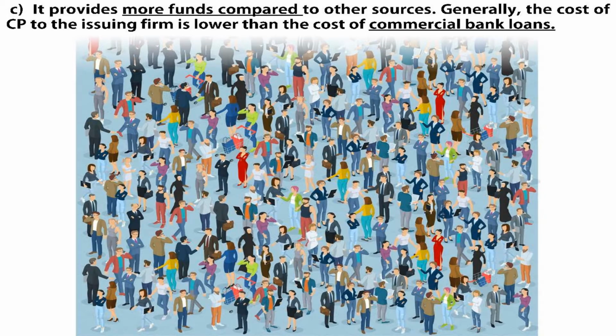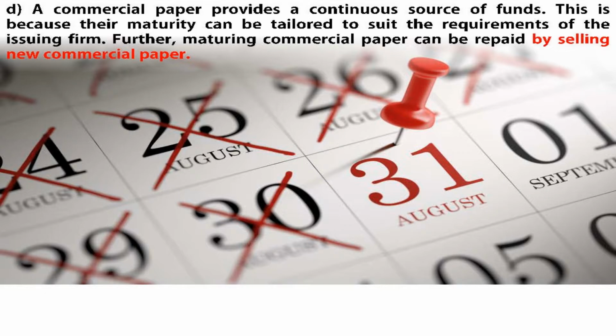It provides more fund compared to other sources. Generally, the cost of CP to the issuing firm is lower than the cost of commercial bank loans. A commercial paper provides a continuous source of fund. This is because their maturity can be tailored to suit the requirement of the issuing firm. Further, maturing commercial paper can be repaid by selling a new commercial paper.